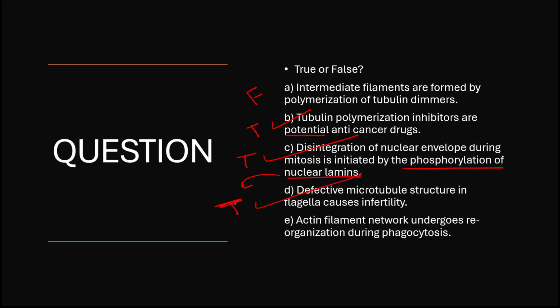True. Actin filament network undergoes reorganization during phagocytosis. As I said, phagocytosis requires change in cellular structure. The cellular structure's integrity is maintained by the cytoskeleton. For the cytoplasm to change and for the cell to flow around, the cytoskeleton should show certain flexibility, and this is formed by the reorganization, particularly that of actin. So the statement that the actin filament network undergoes reorganization during phagocytosis is true.